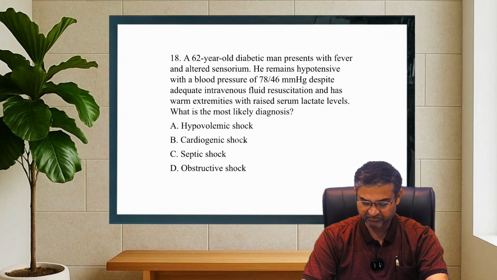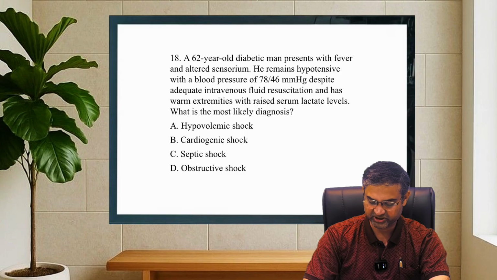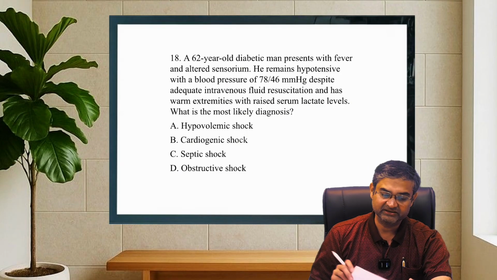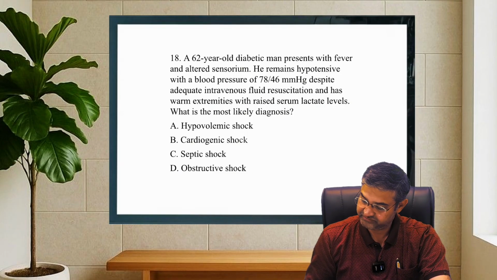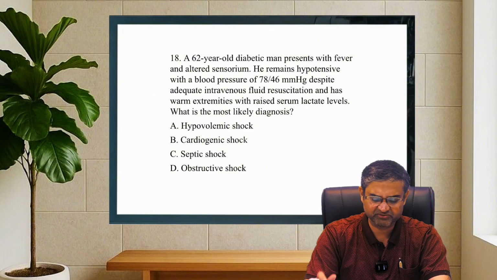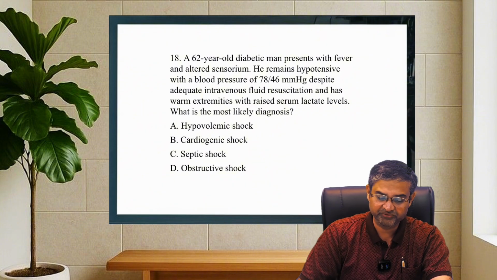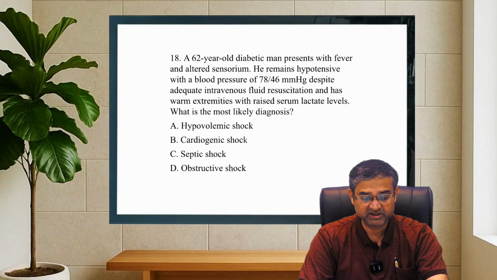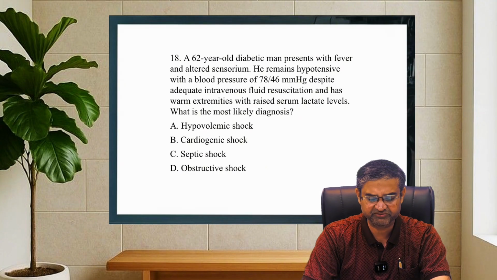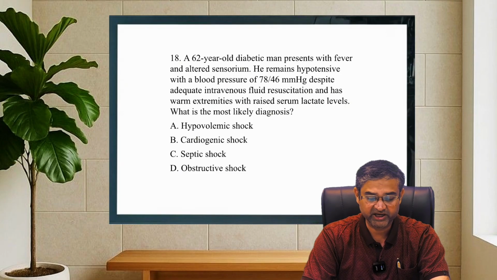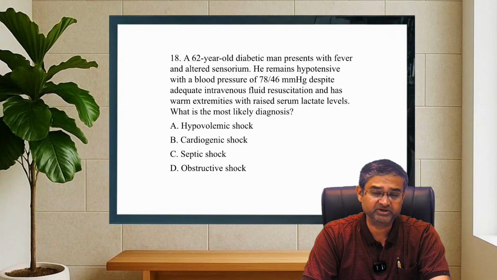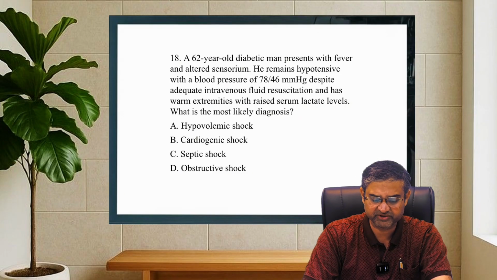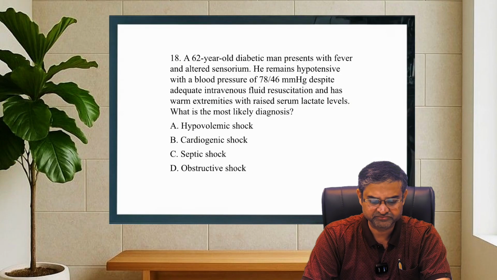Septic shock is a form of distributive shock caused by systemic inflammatory response in the patient, leading to vasodilation, capillary leak, and maldistribution of blood flow. Hypovolemic shock presents with cold clammy extremities, while in cardiogenic shock the patient will present with pump failure, and in obstructive shock the patient will have mechanical obstruction to cardiac filling or output.